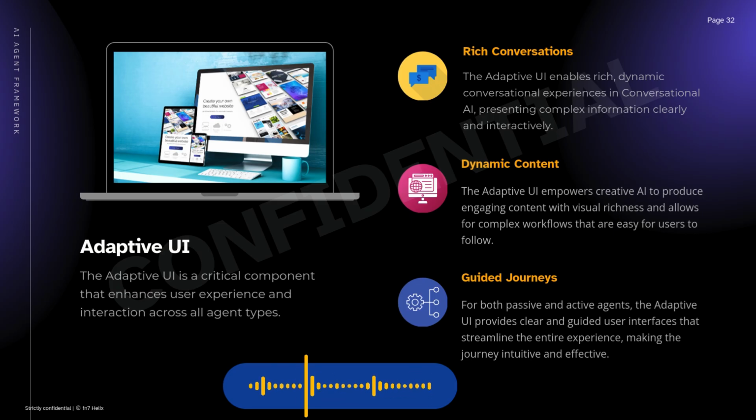So remind me again, what is adaptive UI? Adaptive UI is the ability of the user interface to dynamically adjust based on the user's needs, context, and preferences. Okay, so it's not just a static one-size-fits-all interface. No, it's constantly evolving and responding to the user to provide a more personalized experience. Precisely. Okay, so how does this work in practice?